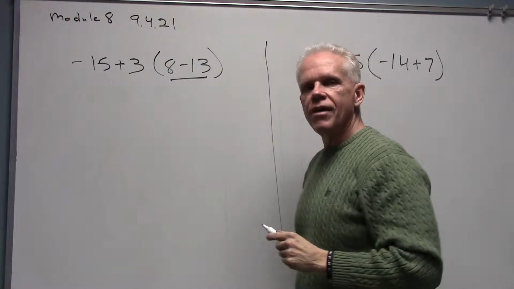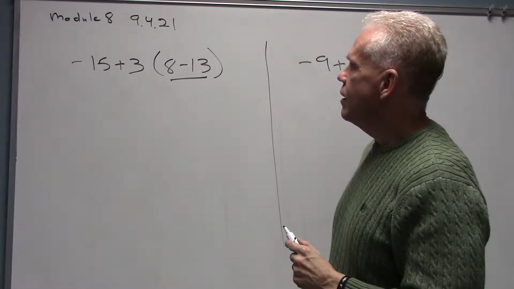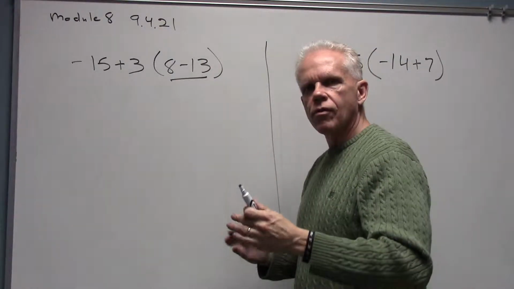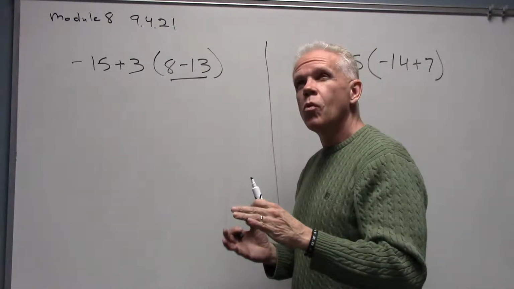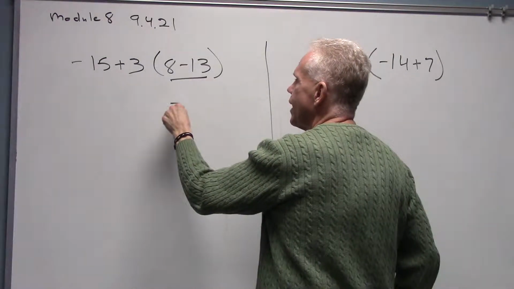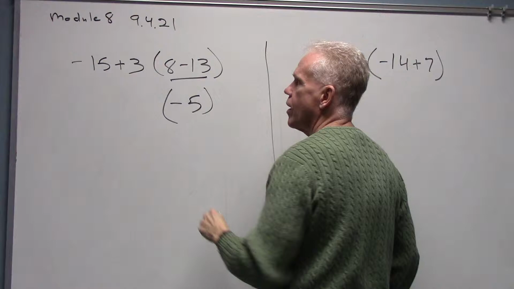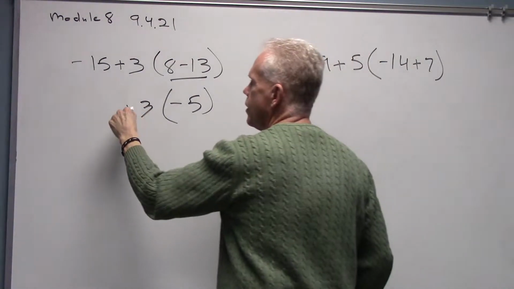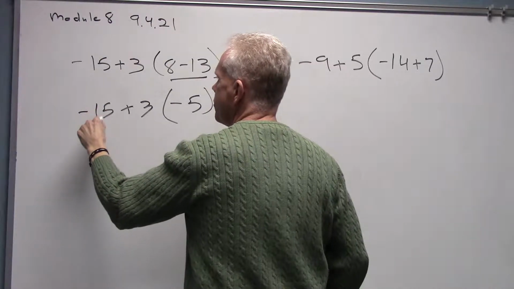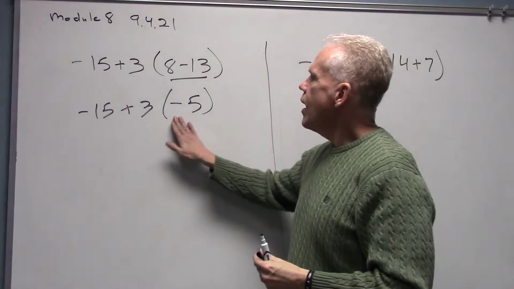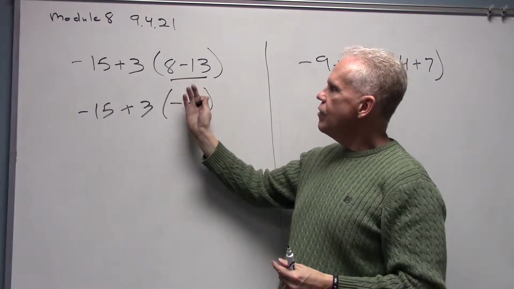We've got a positive 8 and a negative 13. So that means I got 8 positives, 13 negatives. I got some more negatives than I do positives. In fact, what I'll see is I got 5 more negatives than I do positives. And bring down that 3, and bring down the rest. All right, so that's what we worked out inside the parenthesis.